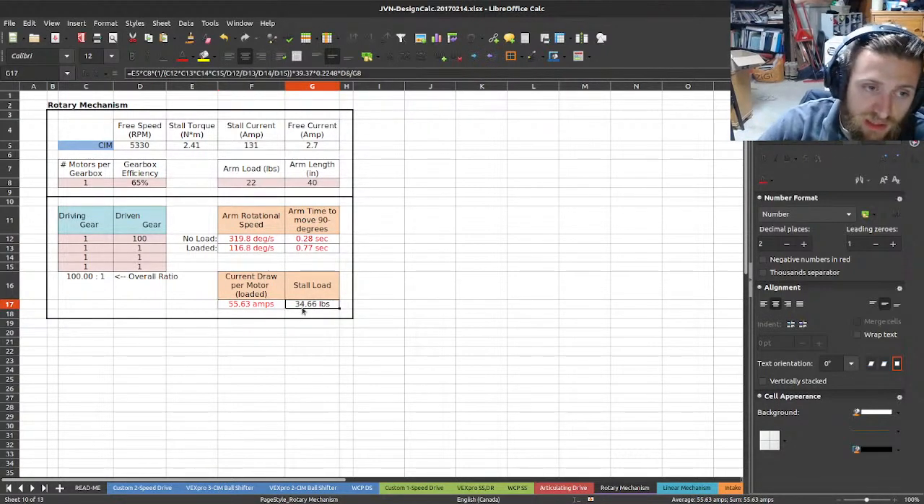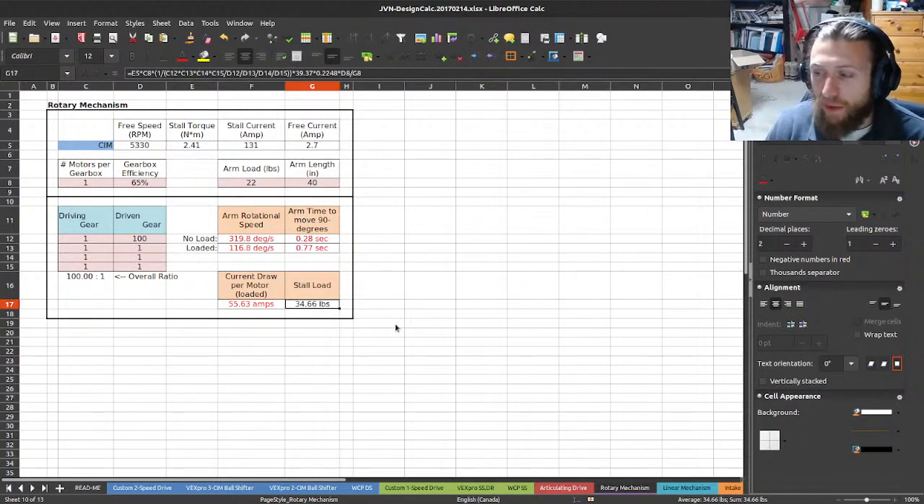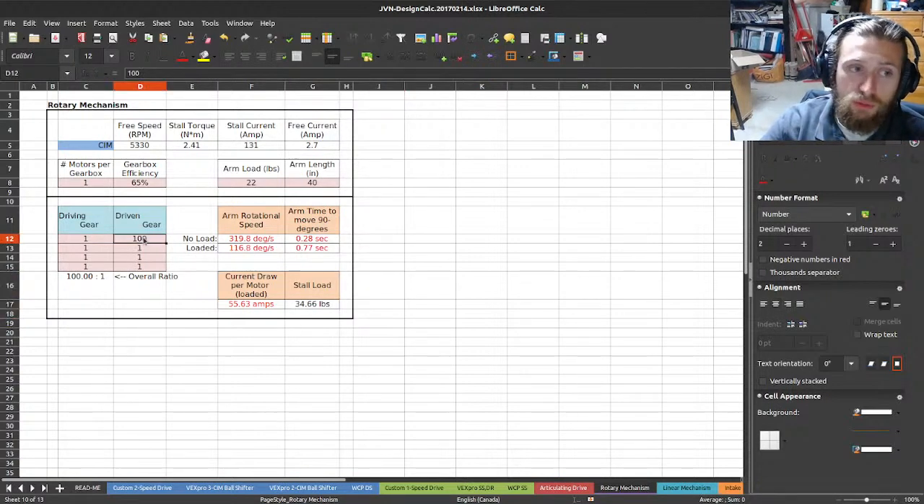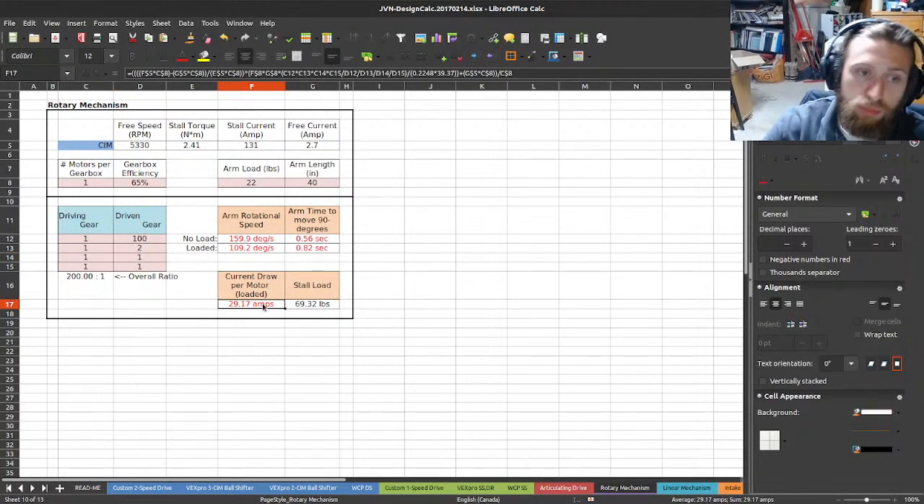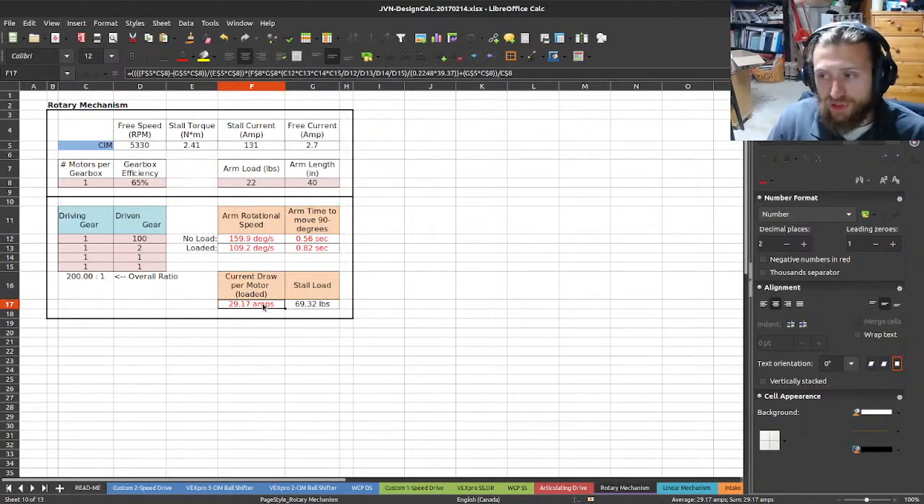Also, you can see it only takes a few more pounds for it to actually stall out. So let's say our design ends up being heavier than we expect, by 5-10 pounds. We're going to stall the arm and then we're screwed, which is no good. So let's double this ratio. I'm just going to put a 2 down here. That's going to double the overall ratio. You can see it brings our current down to about 30 amps. It's a little more sustainable.